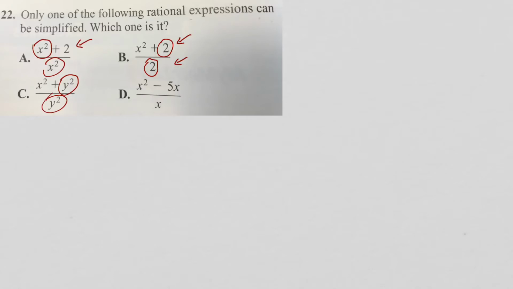But for part D, we can factor. We can factor the numerator as x times x minus 5. And then we have a common factor in both the numerator and the denominator, and the factors can be canceled. So you can simplify part D, and that's the only one that can be simplified. And again, it just simplifies down to x minus 5.